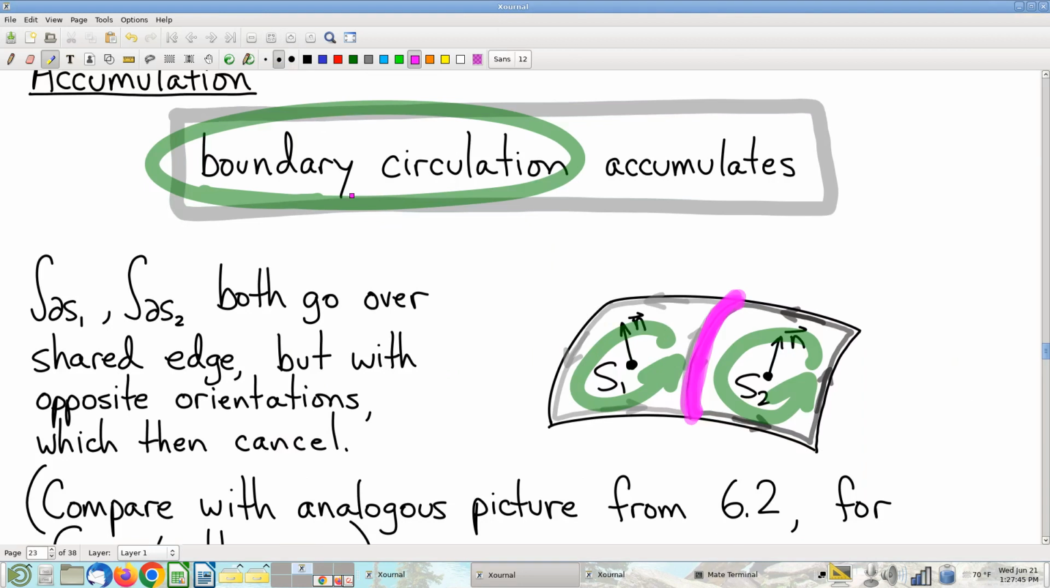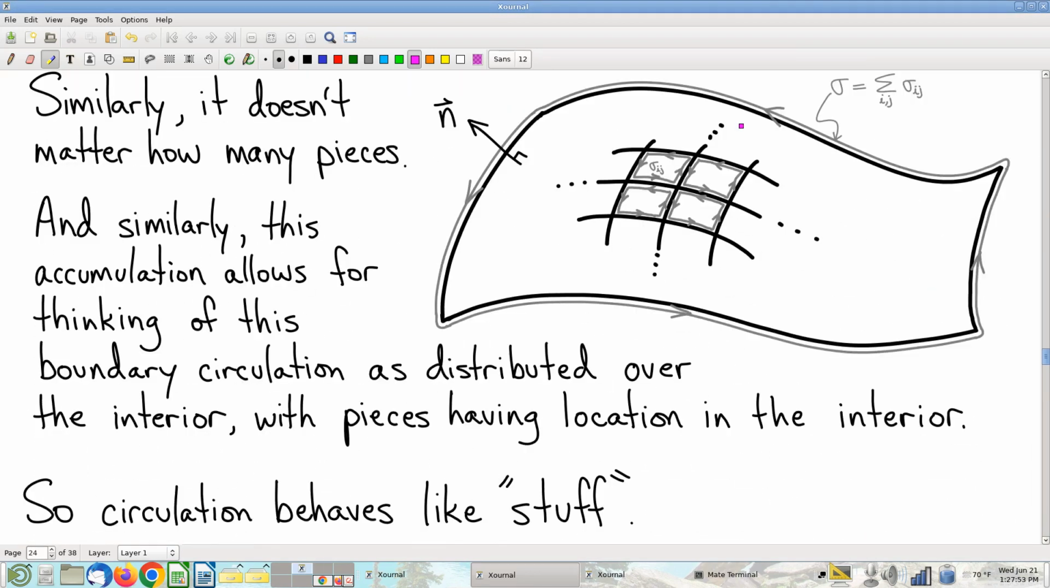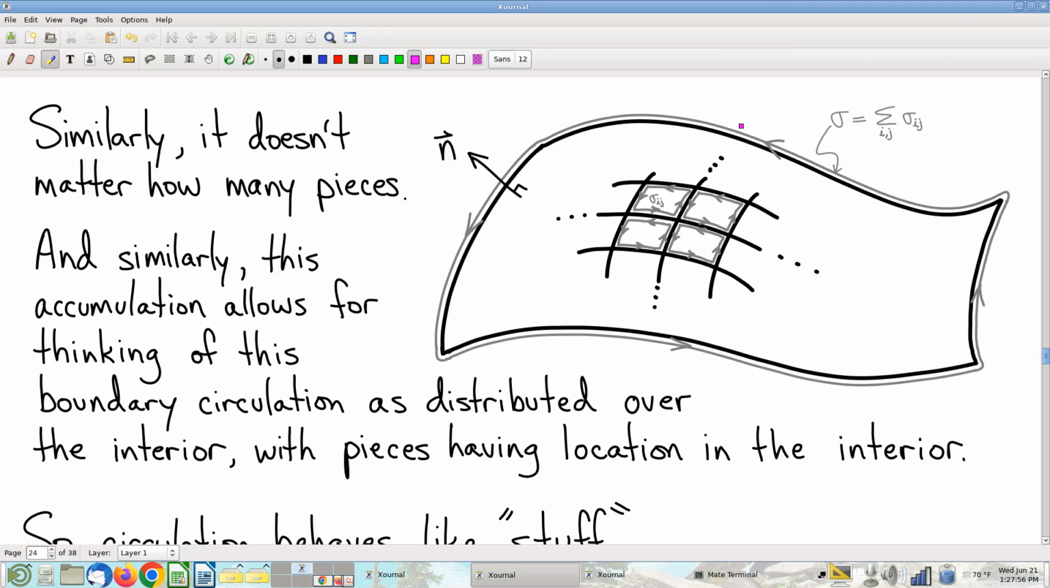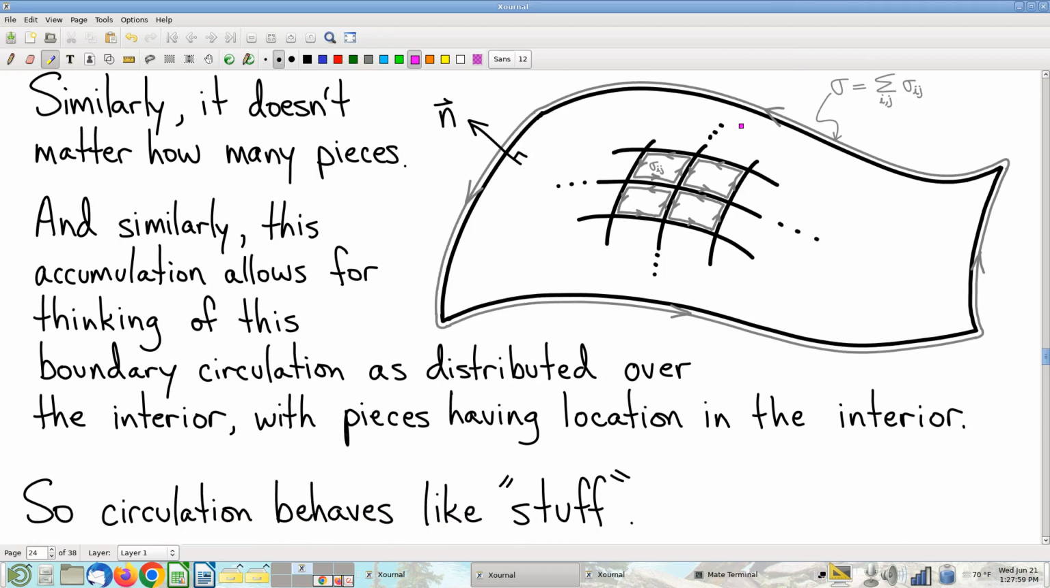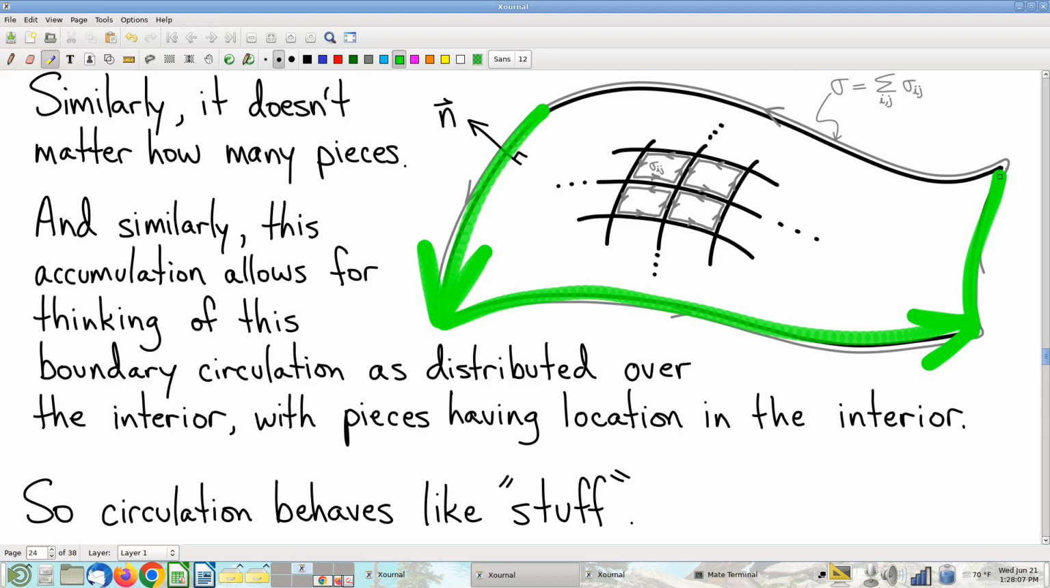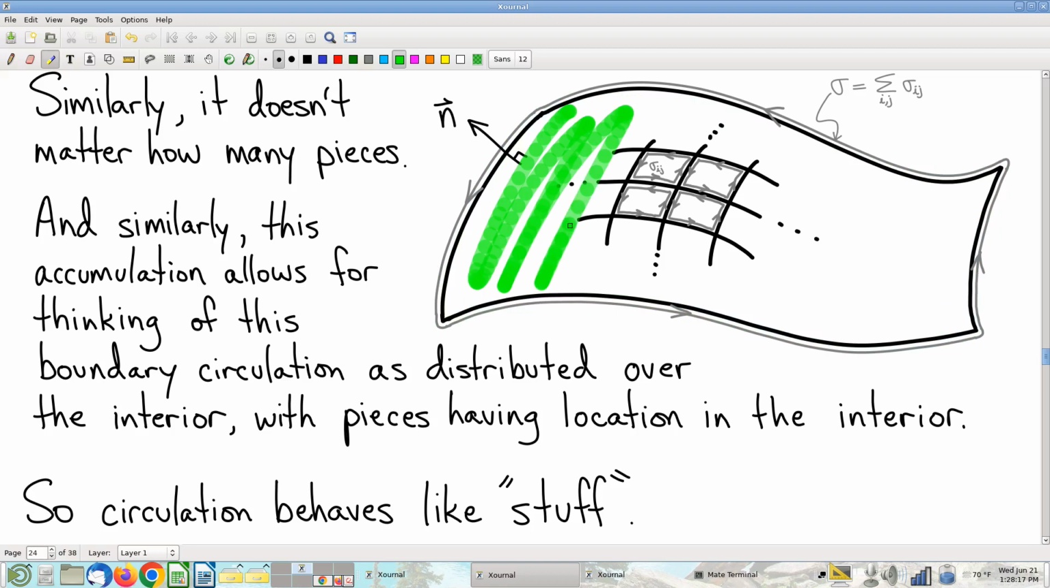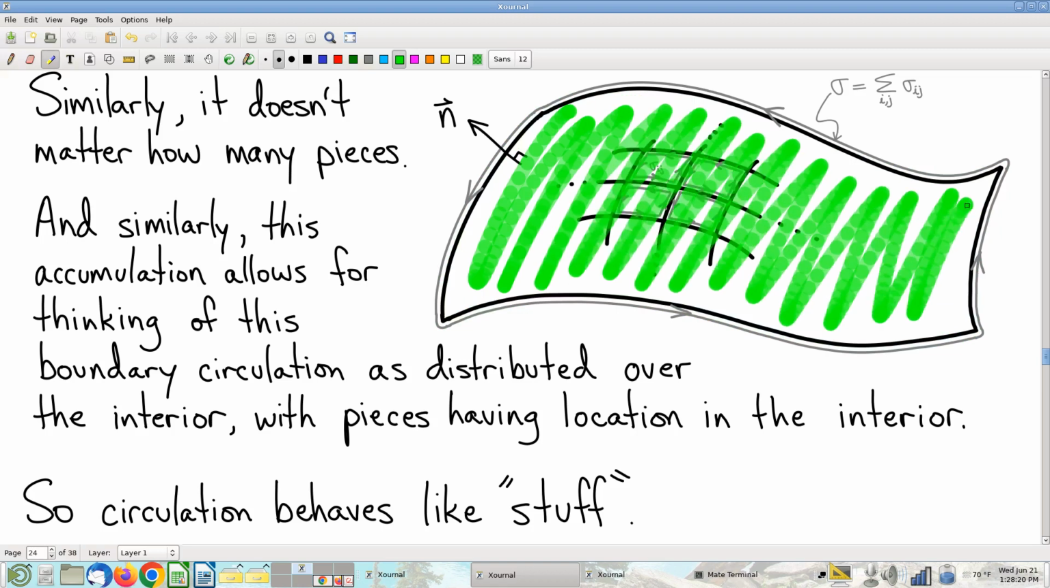All right. So, boundary circulation is an accumulating quantity. And again, that means that I can think of it as a stuff. I can think of boundary circulation as being distributed over the interior. Again, don't fall for the red herring suggested by how we compute circulation, suggesting that it's something that's on the boundary. It's not. That's an illusion. That's just how you compute it. Circulation is something you should think of as happening on the interior. That's where the circulation's happening.